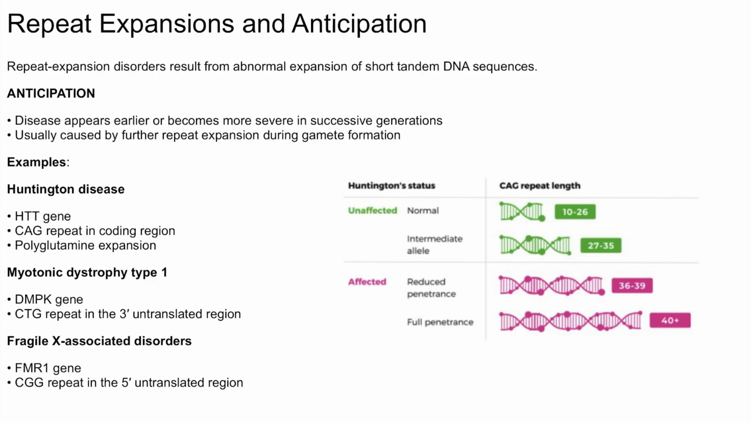Fragile X-associated disorders involve a CGG repeat in the 5' untranslated region of FMR1, and a full mutation causes methylation and silencing of FMR1. Remember that anticipation is not merely observational, right? It reflects progressive expansion of an unstable repeat, often with an apparent parent of origin effect.